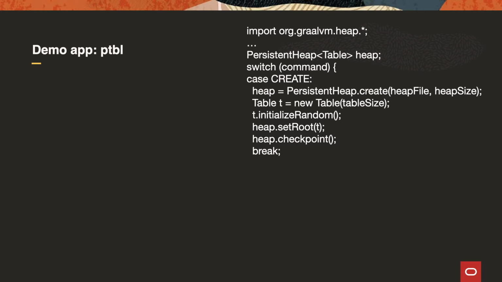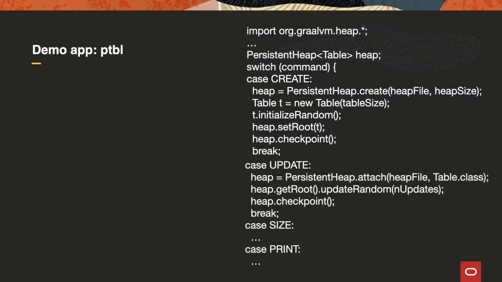ptable is the small demo command line application. Using one command, I can create a heap containing a table, populate that table with random data, and save the heap to a file. The code looks roughly like this. I've simplified it for this slide to avoid unnecessary clutter.